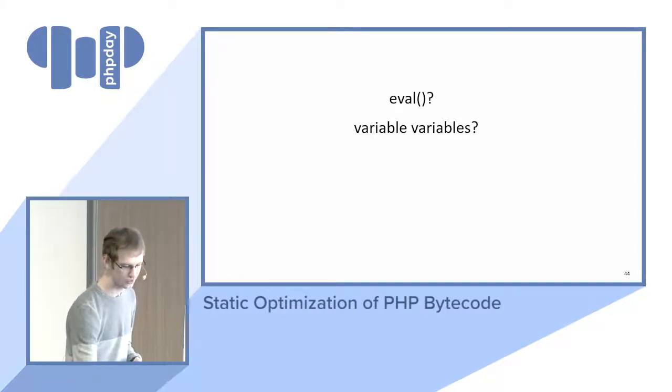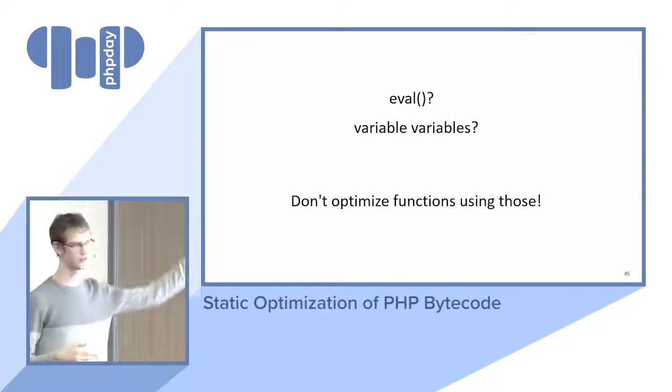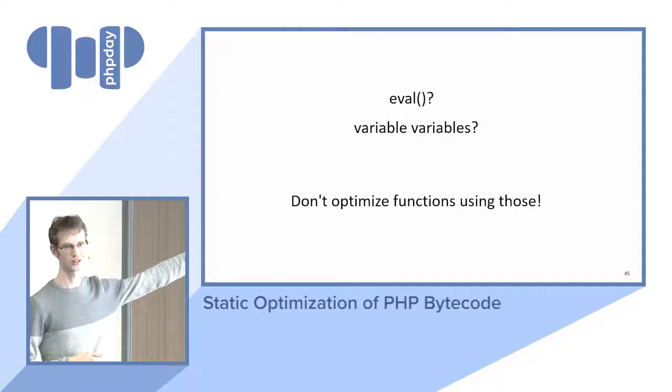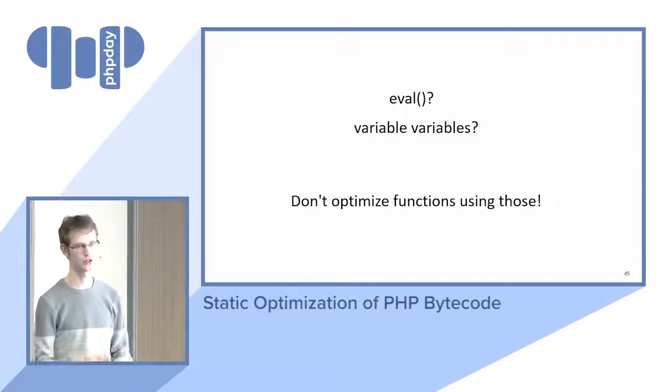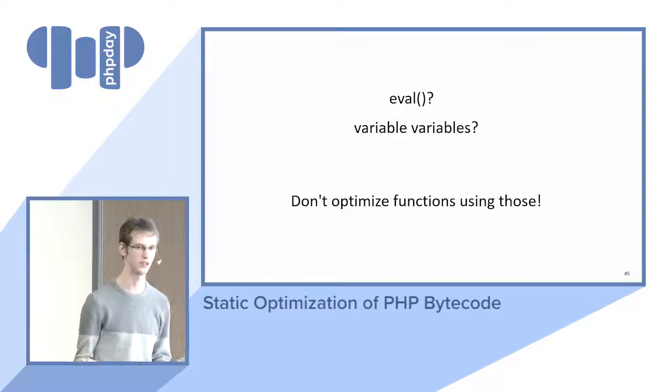But that's not really a problem because normal PHP code uses these features super rarely. So if we see a function uses one of those, we just don't optimize it, and because it's so rare, we don't lose anything by doing that.